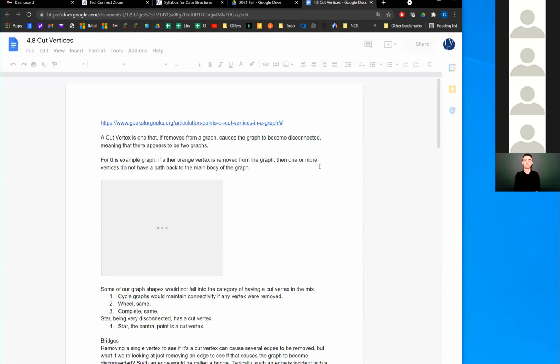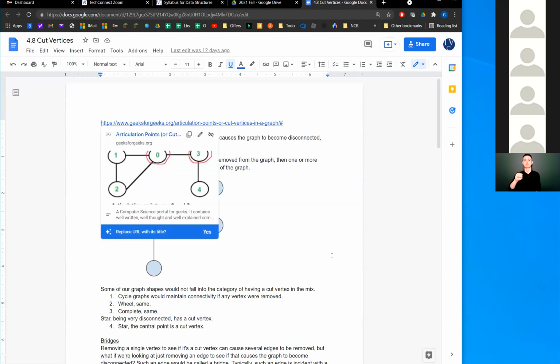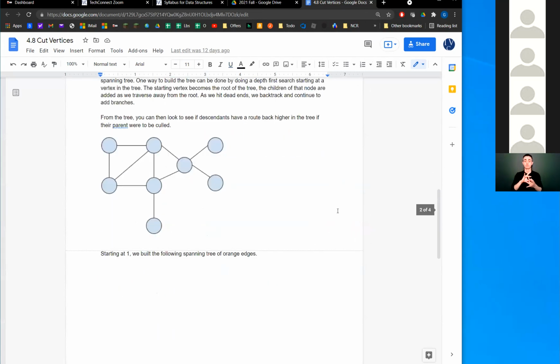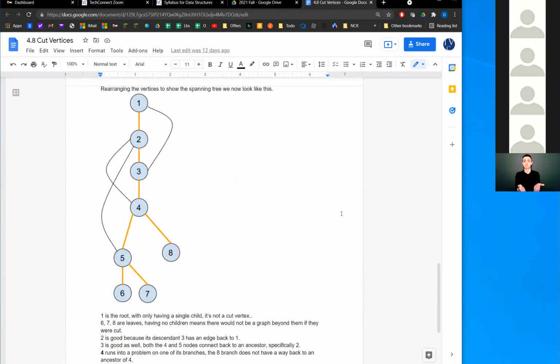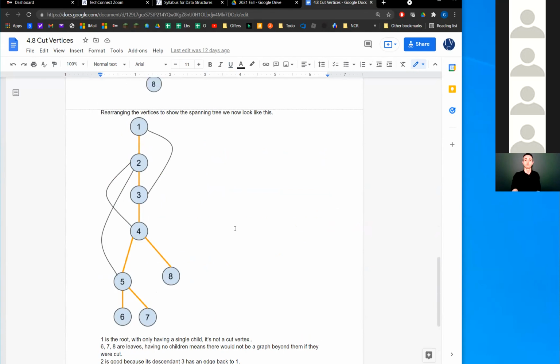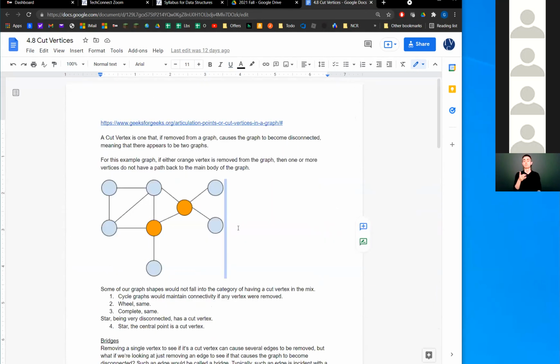We have the cut vertices pages to read over. Any questions on any of this? It's basically just part of the graph that can cause the graph to become disconnected if we were to remove that part of the graph.